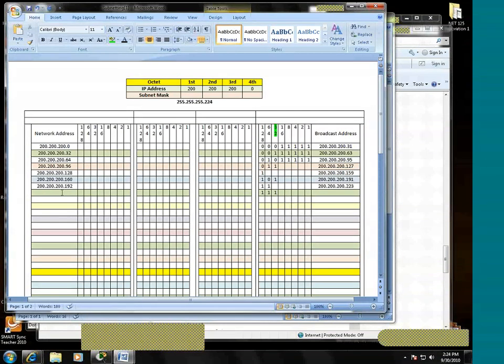Okay. What's the address for this row? 224. Okay, and the broadcast is going to be easy, right? All ones, that's 255. Okay.